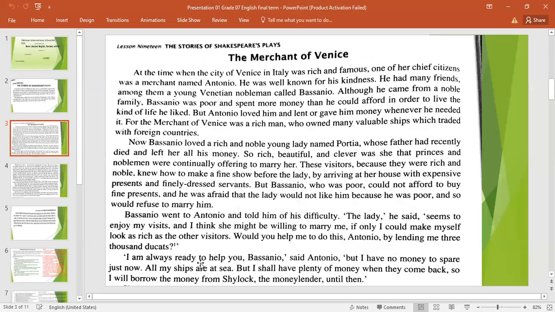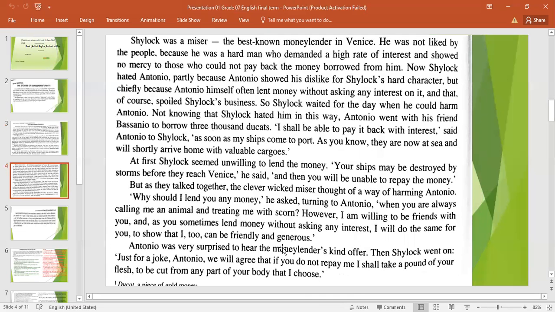I am always ready to help you, Bassanio, said Antonio. But I have no money to spare just now. All my ships are at sea, but I shall have plenty of money when they come back. So I will borrow the money from Shylock, the moneylender, until then. Shylock was a miser, bakhil, the best known moneylender in Venice.